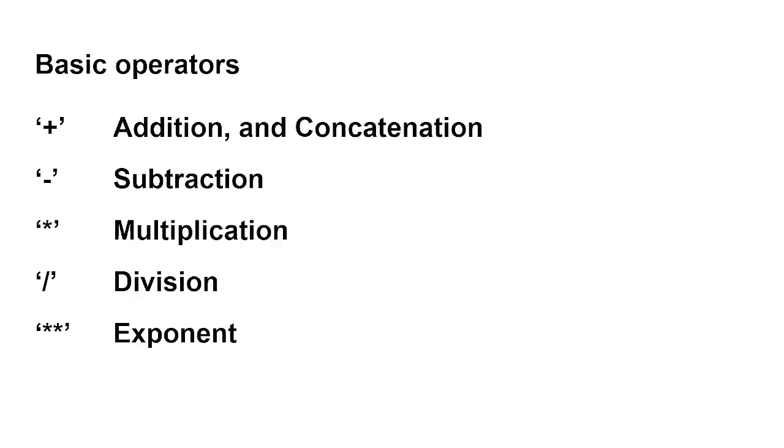The basic operators we have are the plus symbol, which we use for addition or concatenation. As addition, we can add two numbers together. For instance, we can add 3 and 4 to give us 7. But at the same time, we can join two strings or a string with another data type together using the plus sign. Then the next one is subtraction. The next one is multiplication, which uses the asterisk symbol. The division uses the forward slash symbol. And exponent uses the double asterisk symbol.